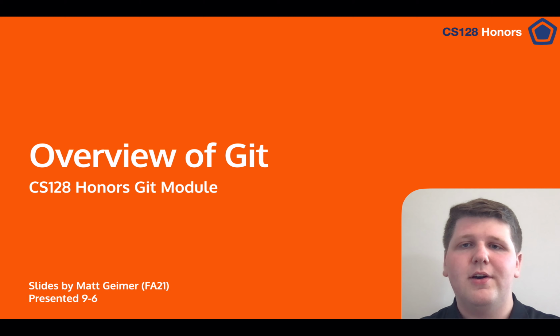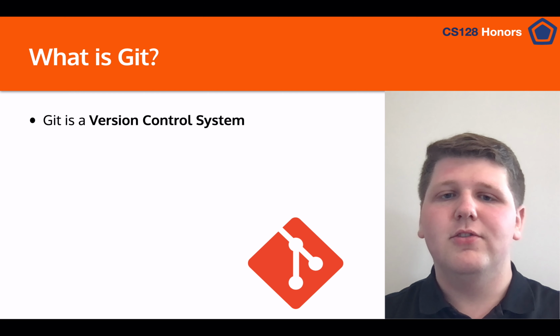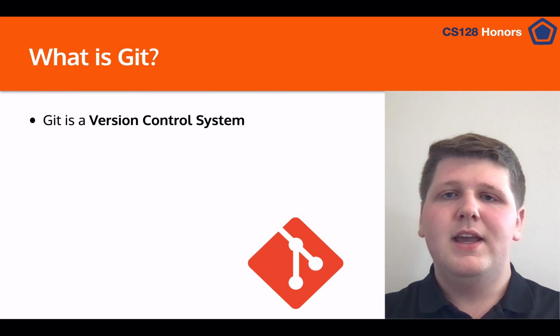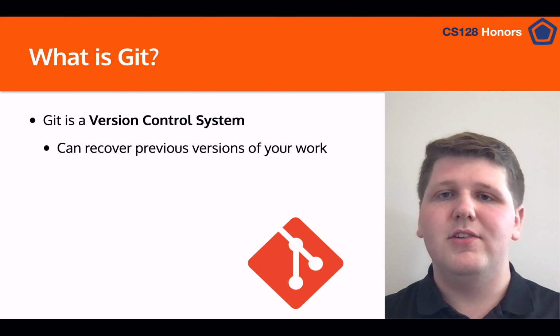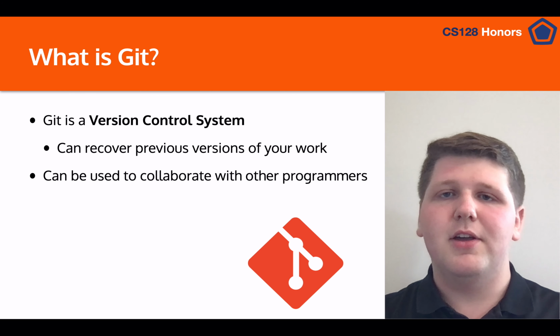Today's lesson we're going to be talking about Git, so let's jump right into it. What is Git? Git is a version control system, which is a fancy way of saying a way to keep track of your files over time. And what that helps you facilitate is being able to revert back to previous changes that you've made or see what you've done previously, as well as collaborate with other programmers.